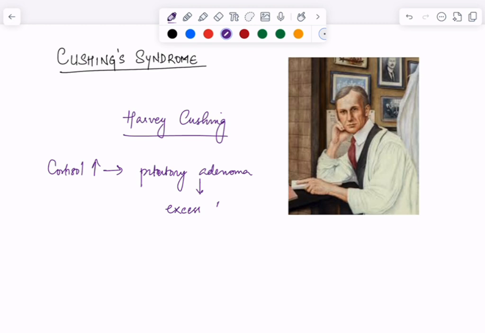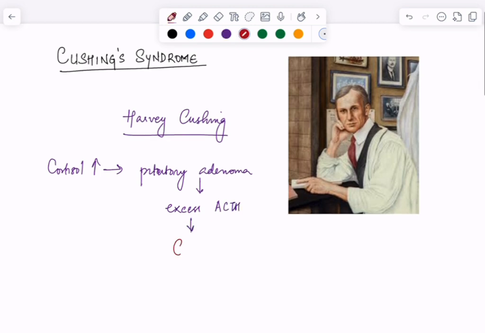In some cases, increased cortisol results from a pituitary adenoma, which produces excess ACTH and leads to Cushing disease.